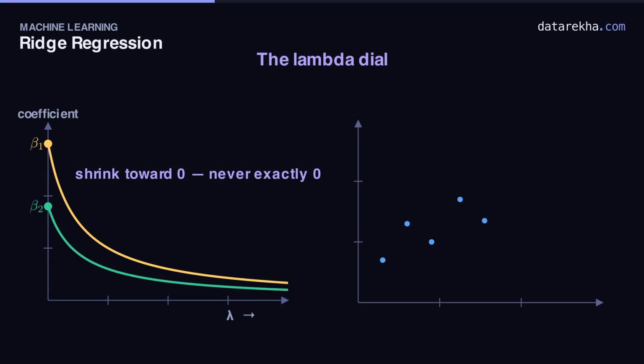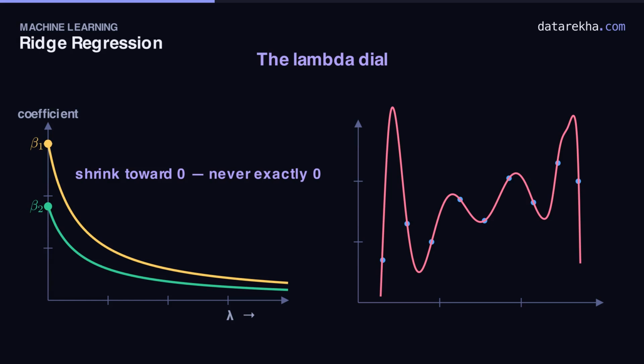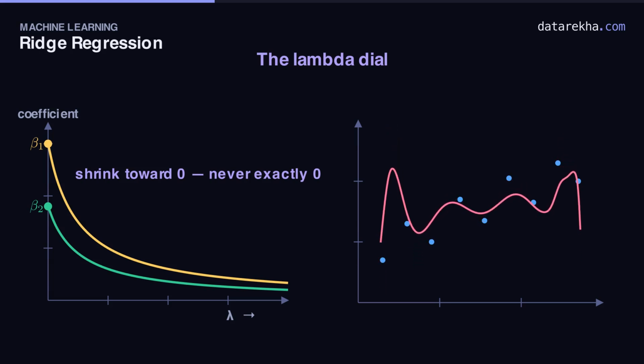And here is what those shrinking weights do to the actual fitted curve on the right. With lambda near 0, the fit is that same wild, overfit wiggle we started with. Big weights, big swings. Turn lambda up, and as the coefficients shrink, the curve calms down. The violent oscillations melt away, and it becomes smooth and gentle, a model that captures the trend instead of the noise. This is regularization working.